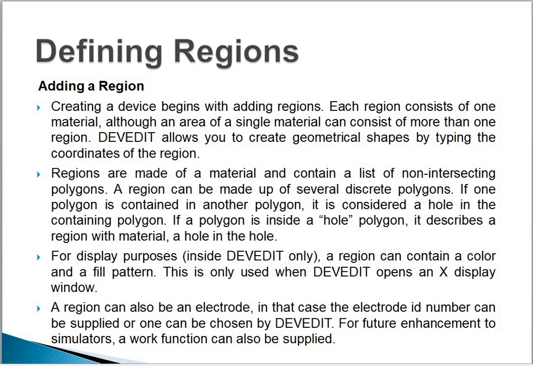Next point, a region can also be an electrode region. In that case, the electrode ID number can be supplied or one can be chosen by DevEdit. For future enhancement to simulators, a work function can also be applied to the region.